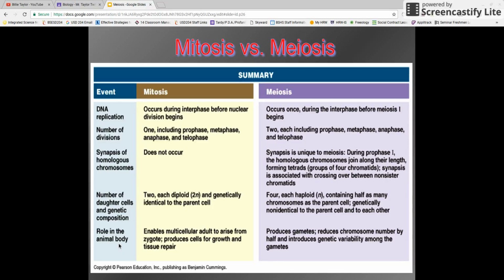It produces sperm in males, eggs in females, and it reduces the chromosome number by half and introduces genetic variability among the gametes. So this is how, in animals, our genetic variations occur. This is how we are not identical to our parents. We are not identical to the human sitting next to you. Because of this diversity from meiosis, we're different. We have different genes, and that's a good thing.